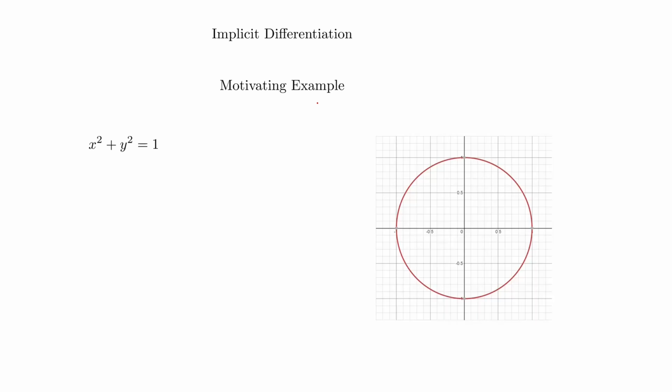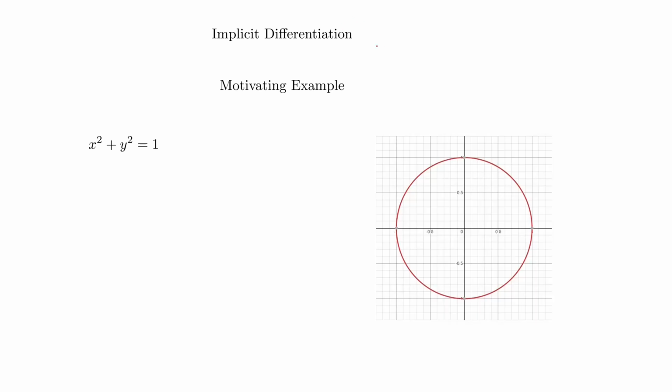Okay, so today we're going to talk about implicit differentiation. And to explain this, I think it's best just to do a motivating example so that we understand what's going on. So consider the equation x squared plus y squared equals 1. Okay, now this is the equation of the unit circle.